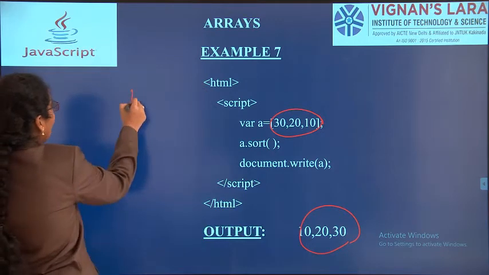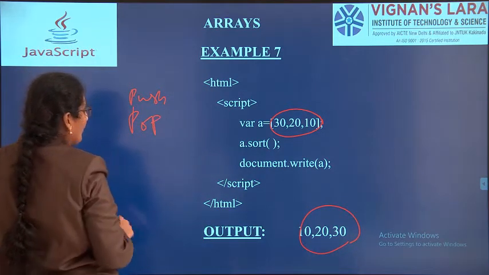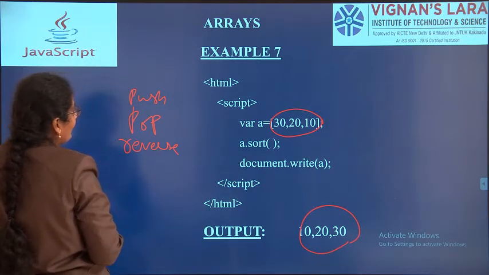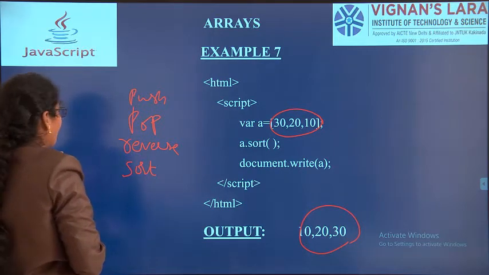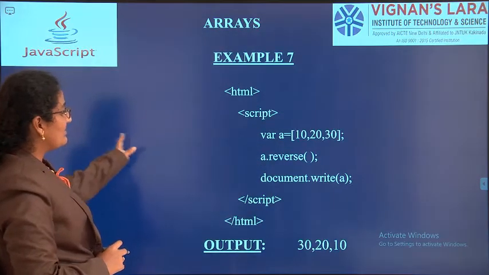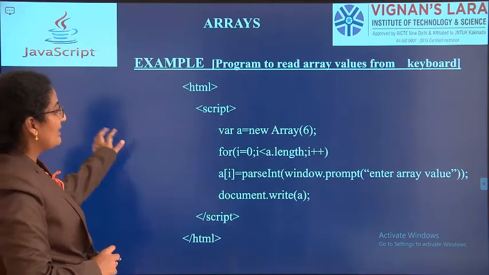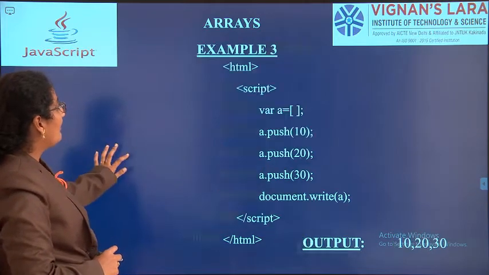So what we have seen? Push to insert, pop to delete, reverse to reverse the given array, sort for sorting the array in ascending order. So this is the example for sort, this is the example for reverse, this is the example for pop, this is the example using loops, this is the example for push, inserting. So till now what we have seen?